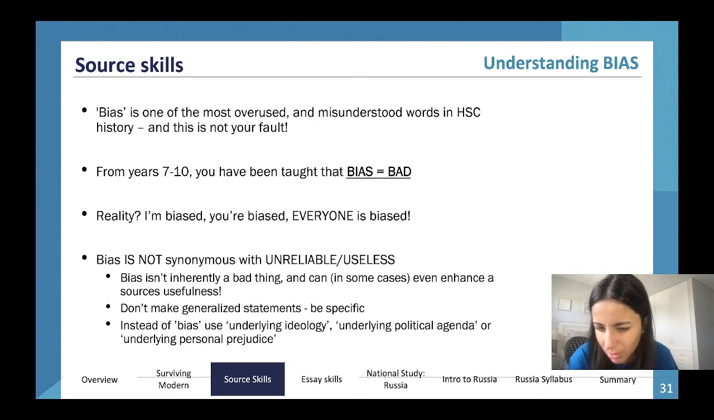Okay, what do you mean by that? Because it is biased against that, instead of bias, you can say the underlying ideology, or you can say the bias signifies the underlying political agenda or the underlying personal prejudice, which actually makes it reliable as evidence towards those ideologies, towards their attitude, towards the beliefs of that side, which helps you understand that side of the history, or that person or that party, etc.